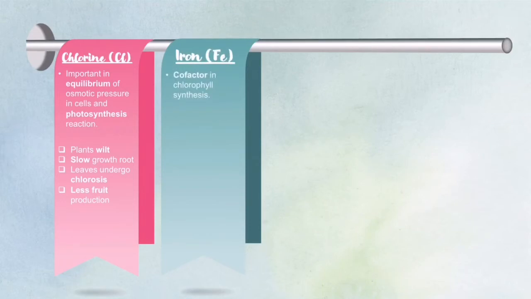Next is iron. Iron acts as a cofactor in chlorophyll synthesis. It is also important in growth of young plants. Without iron, the young leaves will become yellowish.